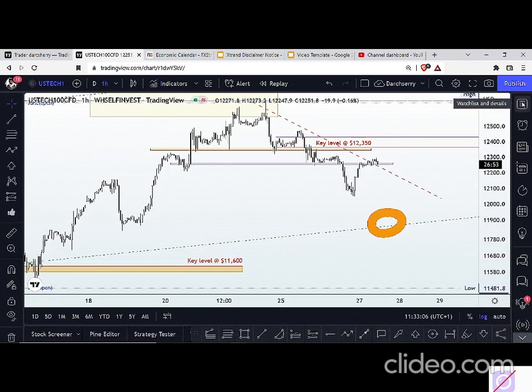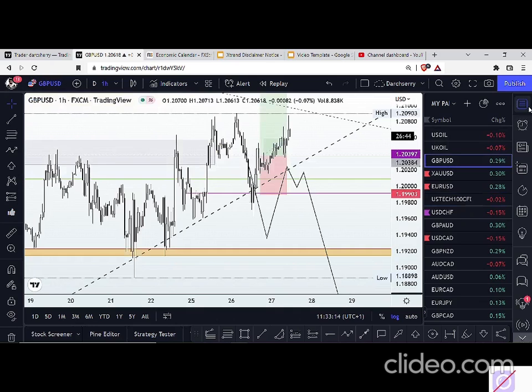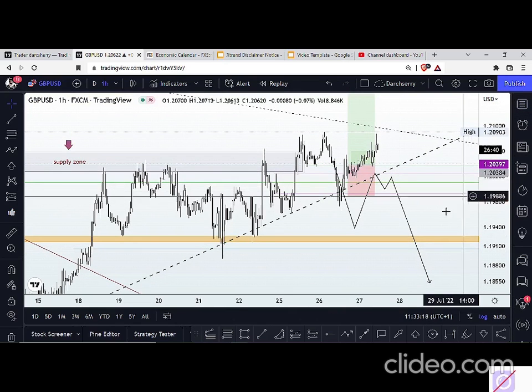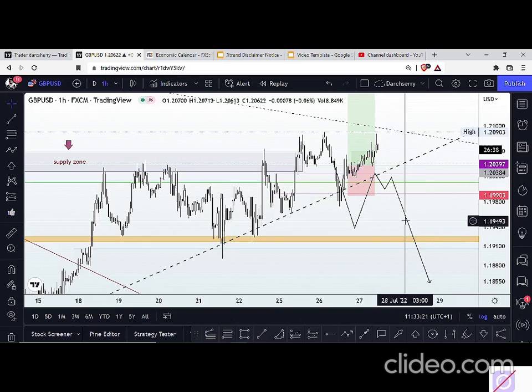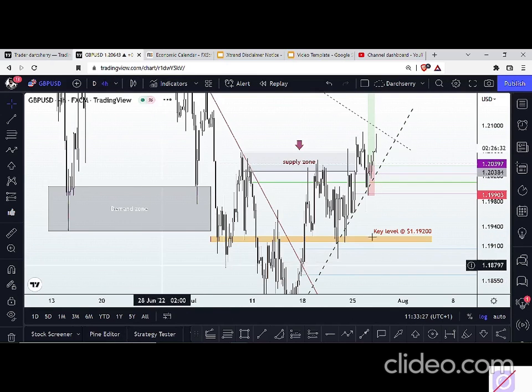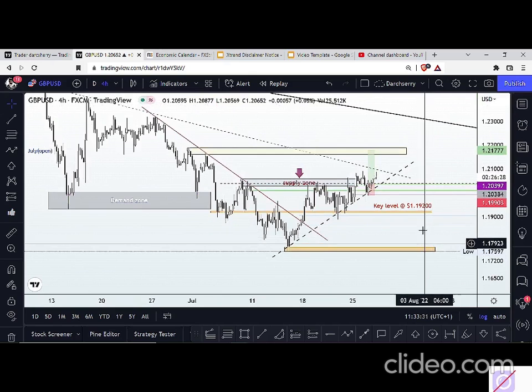So let's move on to the next pair. The next pair we are going to be looking at is the GBPUSD. And on the GBPUSD, let's scale up to the 4 hours time frame so that we can have a holistic perspective of what we're expecting here.